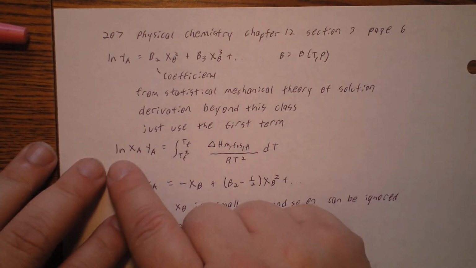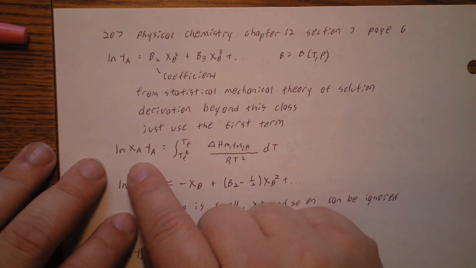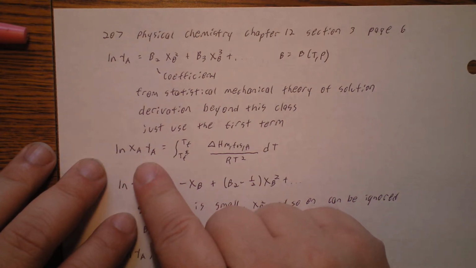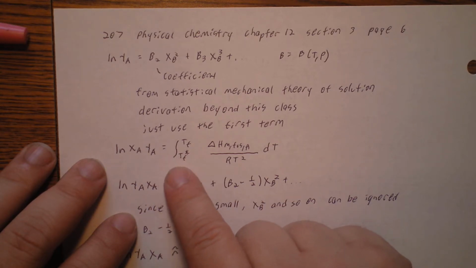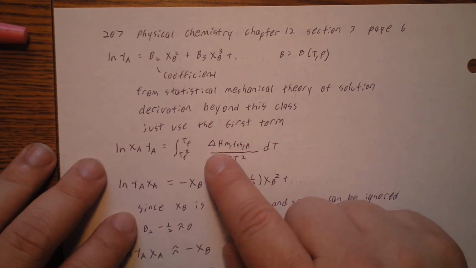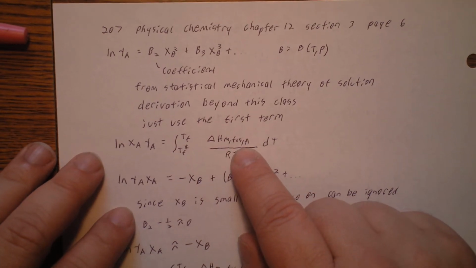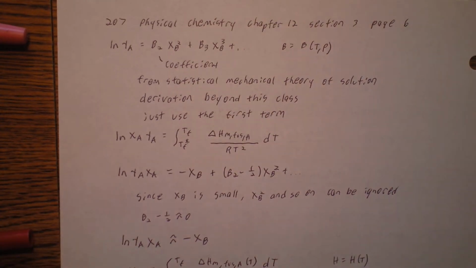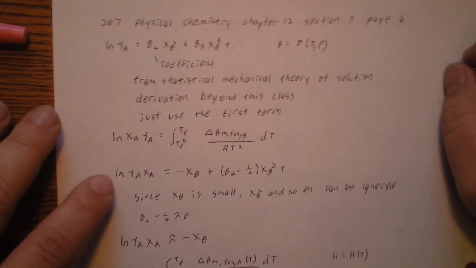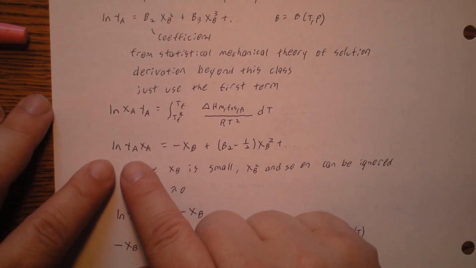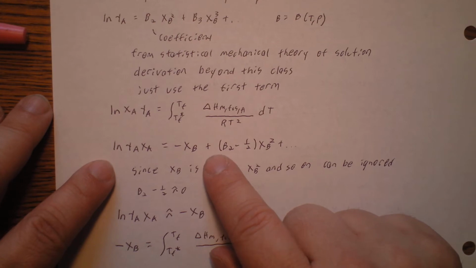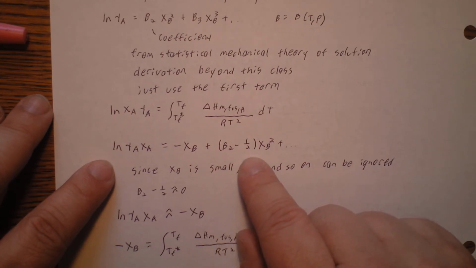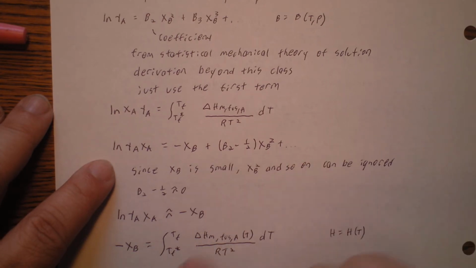to simplify. So the natural log of the mole fraction of A times the activity coefficient of A is going to be equal to the integral from the temperature of freezing point pure to the freezing point of the change in the molar enthalpy of fusion of substance A over RT squared with respect to T. And then the natural log of gamma A, chi A, is going to be equal to minus xB, or chi B, plus b2 minus 1/2 over xB squared, etc.